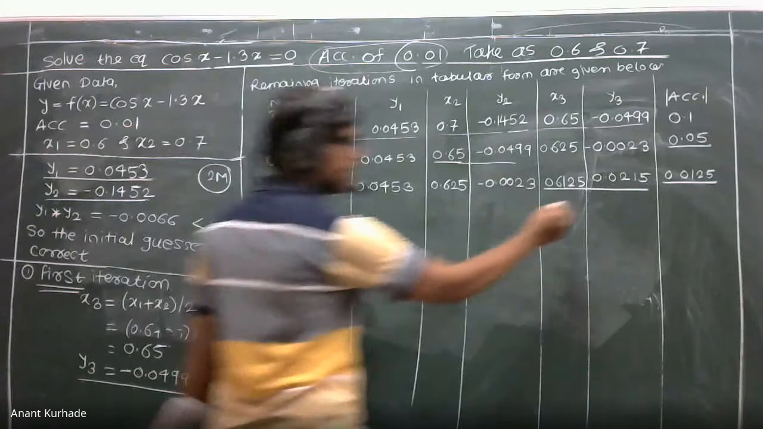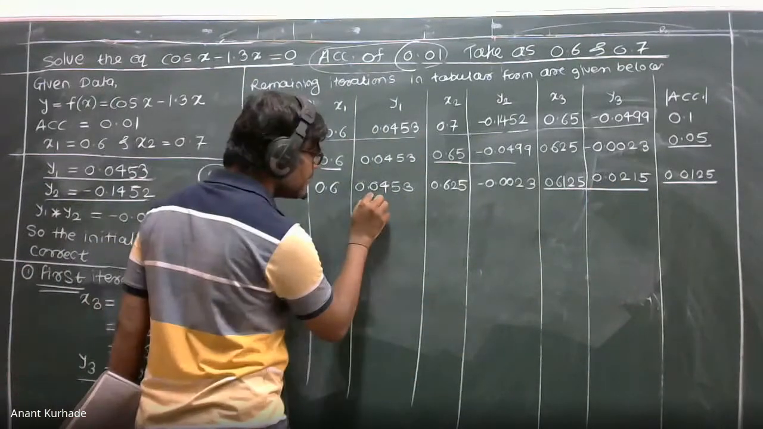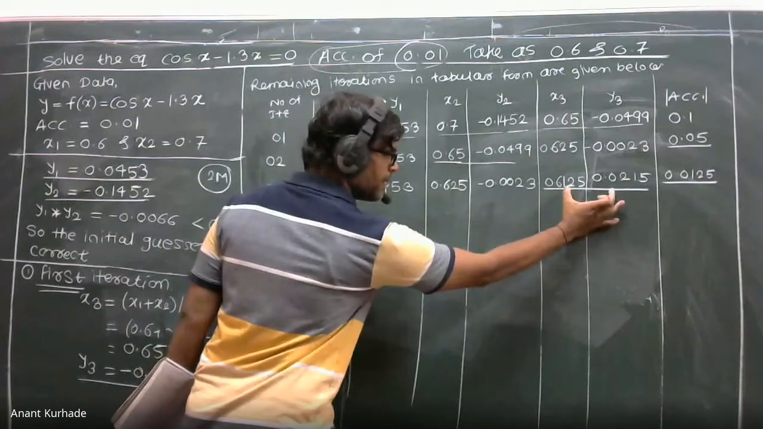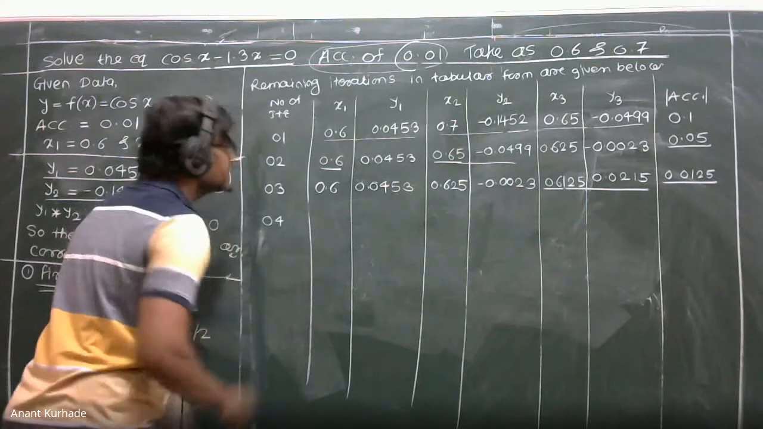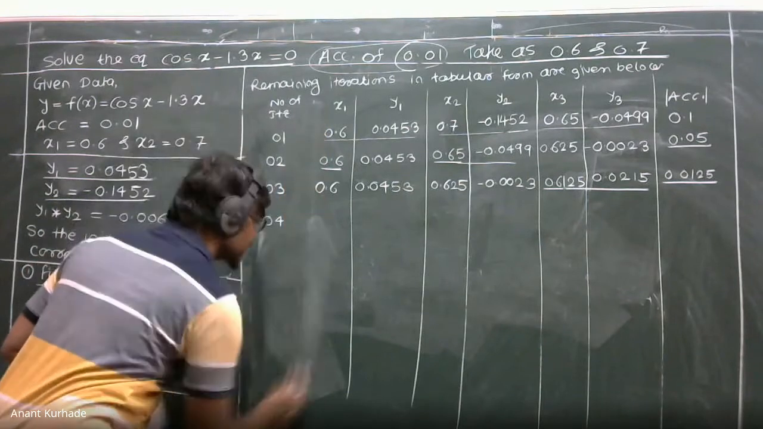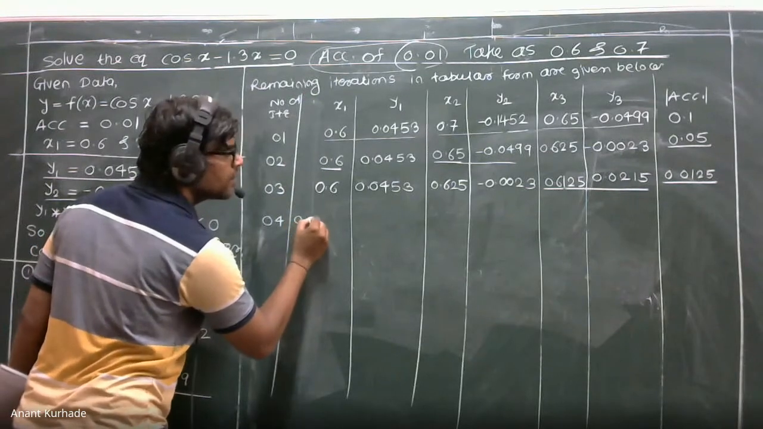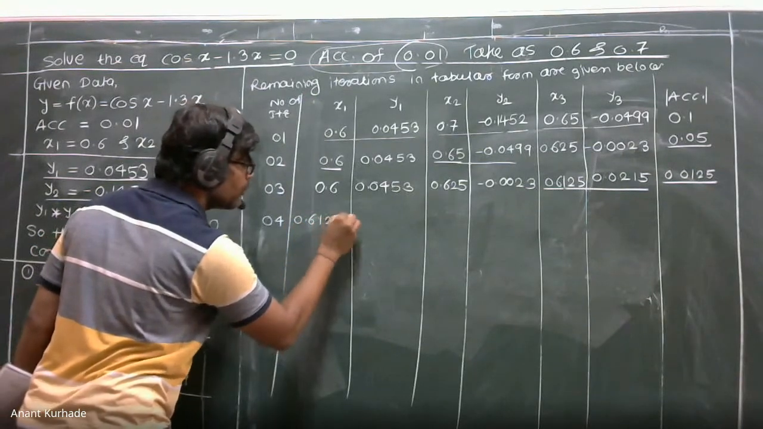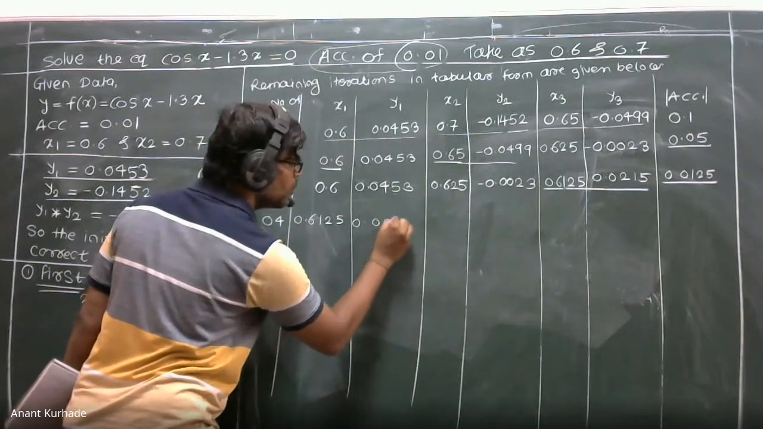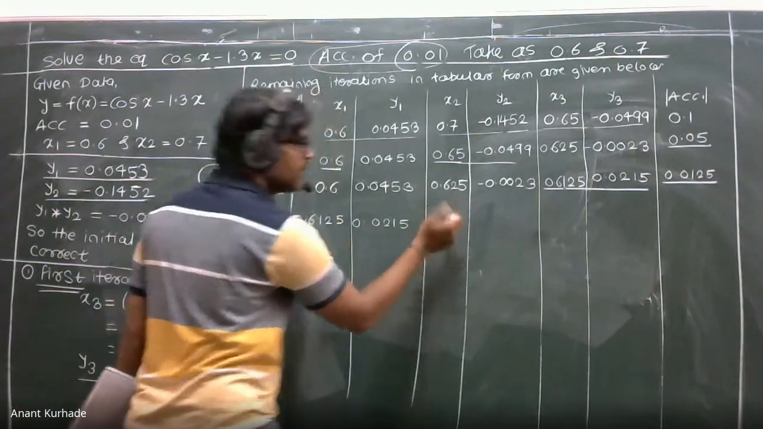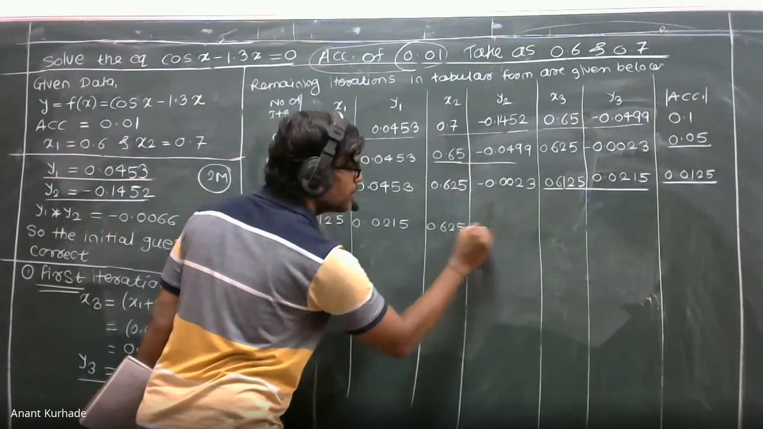Now here is plus, so replace plus with plus. Iteration number 4 has a plus sign, so replace this pair with this pair. Then you can write here 0.6125, keep this as it is, 0.0215. And now keep this pair as it is, 0.625 minus 0.0023.